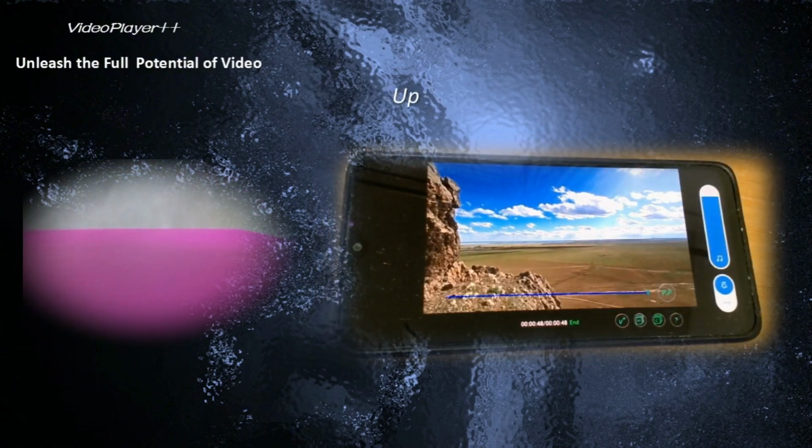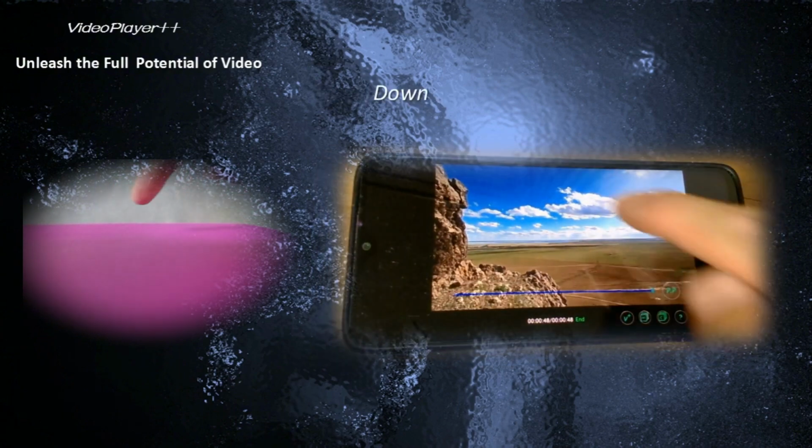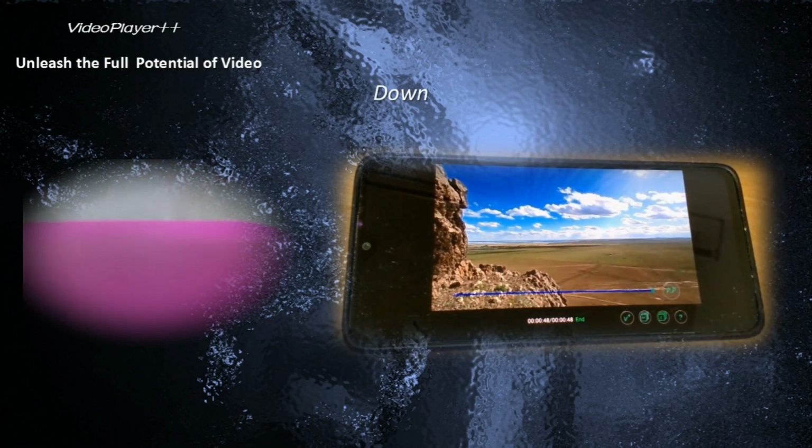Touching up, usually used for volume or brightness controls, represent increase. Down touch, usually used for volume or brightness control, represents decrease.